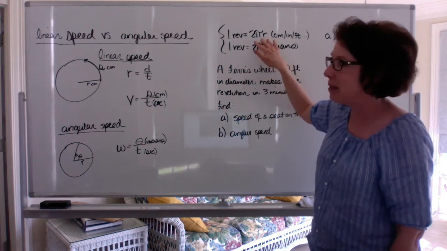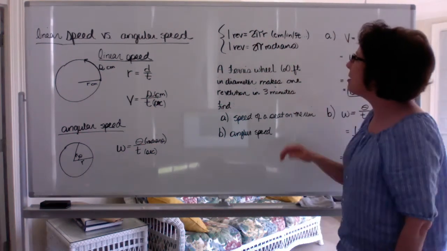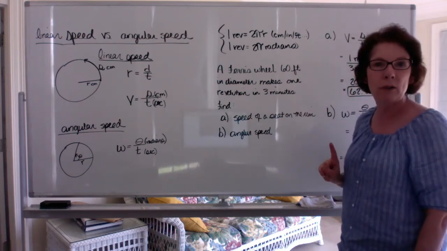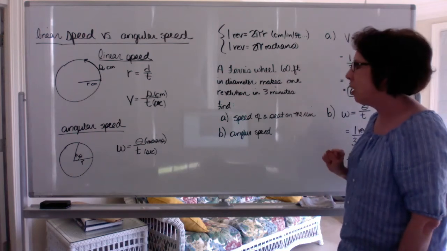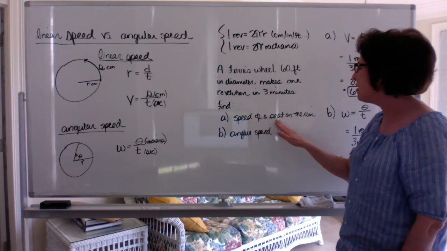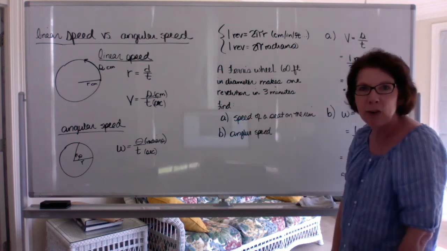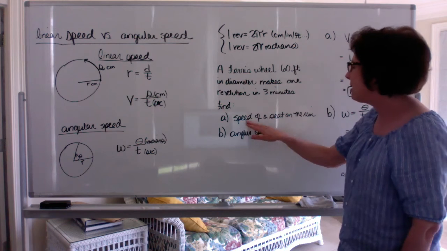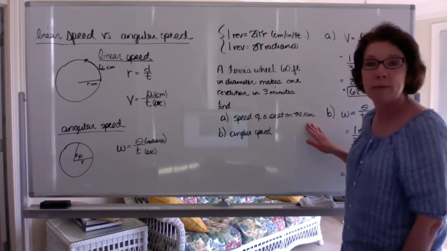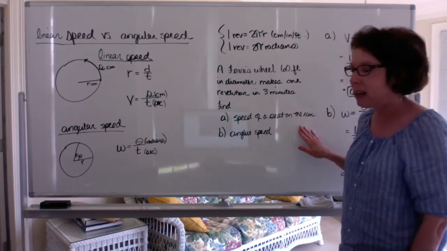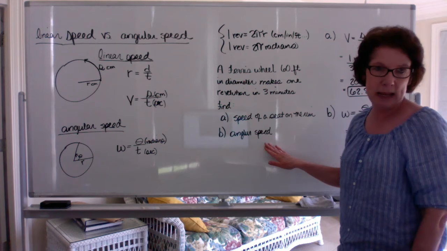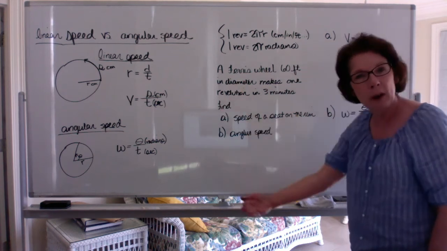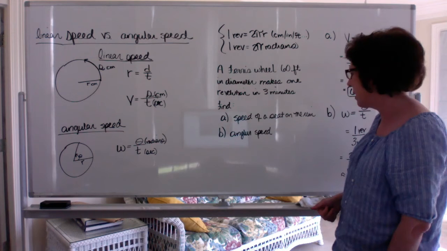Okay, this is an angle measurement. This is a length. Now, a Ferris wheel is 60 feet in diameter, and it makes 1 revolution per 3 minutes. We're going to find the speed of the seat. If you're sitting in the seat and you're going around the Ferris wheel, we want to find the speed of the seat on the rim, asking for the linear speed that you're traveling, and then the angular speed. How many radians are you going through in a certain amount of time?